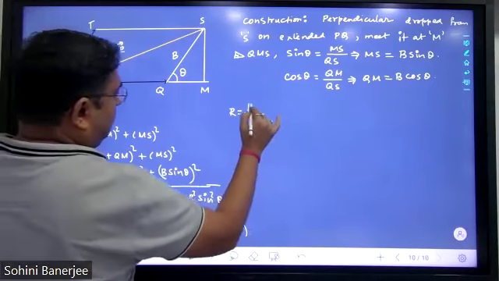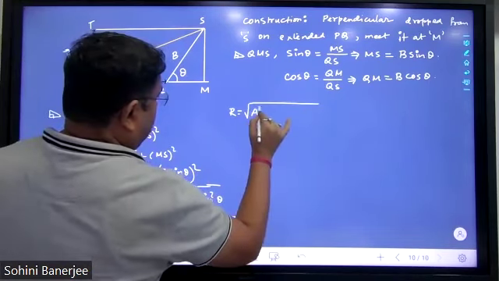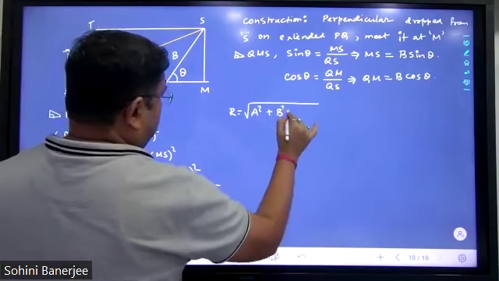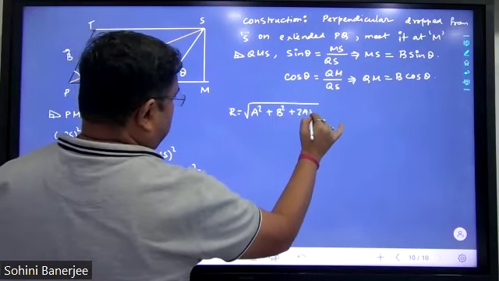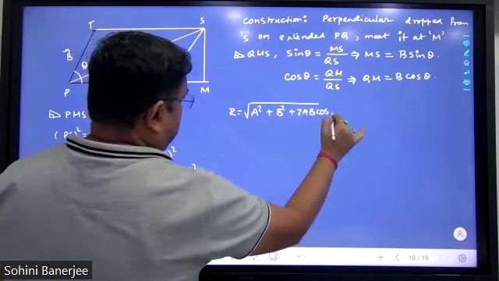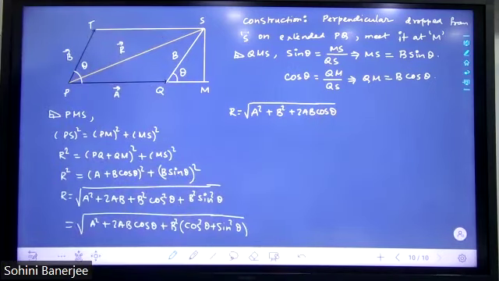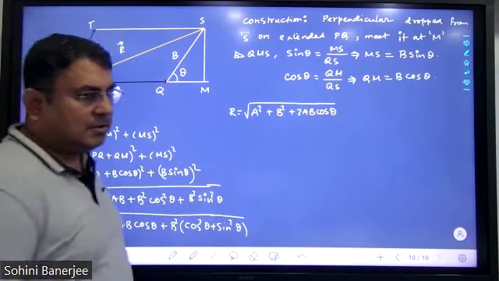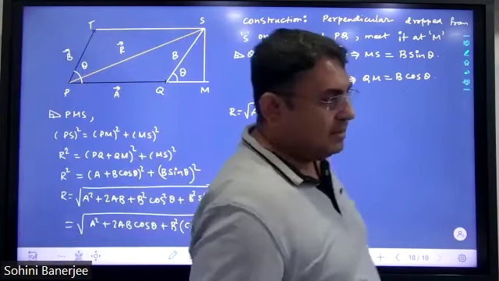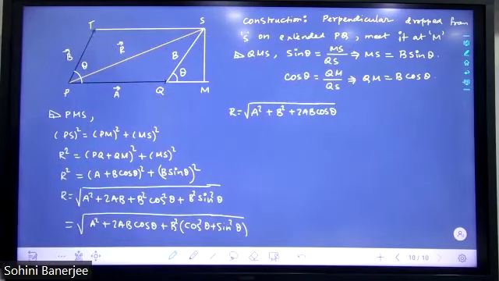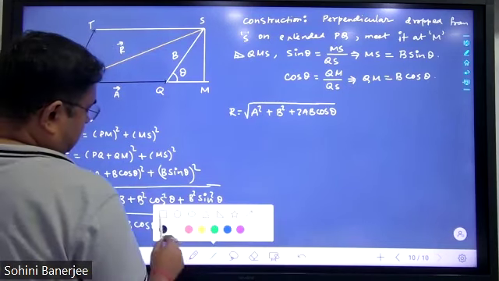R equals root over A square plus B square plus 2AB cos theta. Here, that is the resultant of two given vectors A and B by magnitude. You have to remember this, and this is the only formula we have in addition.